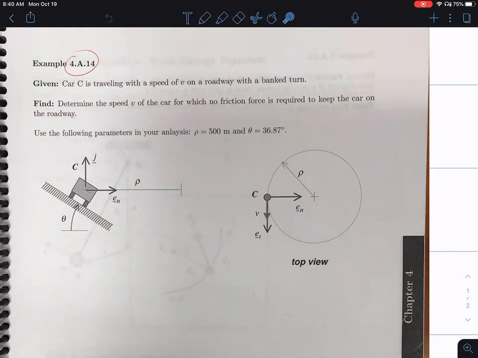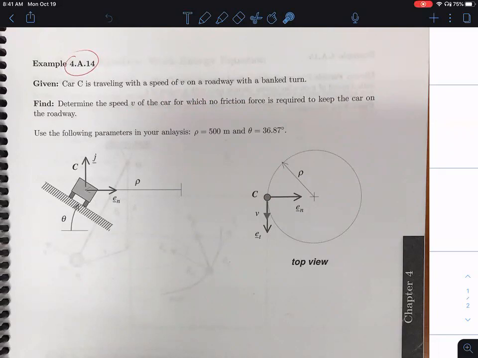Questions? Yeah, in this case, we assume that it's traveling out of the page. Okay. Now we want to find the speed with no friction force required to keep the car on the roadway.